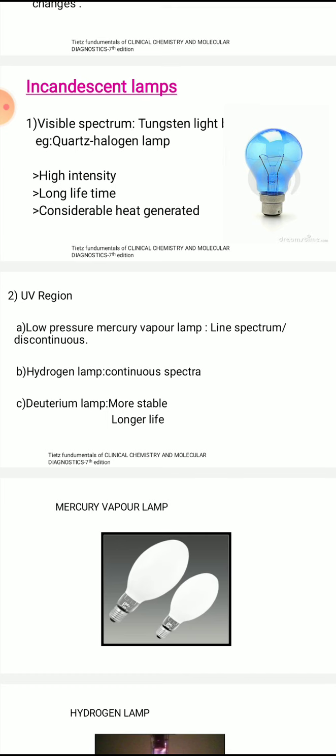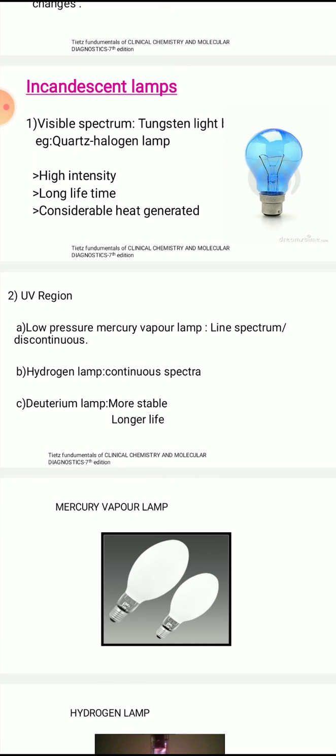What is a line spectrum? In between the spectrum there will be gaps, so it is known as a line spectrum. The low pressure mercury vapor lamp gives a line spectrum. The hydrogen lamp provides a continuous spectrum.